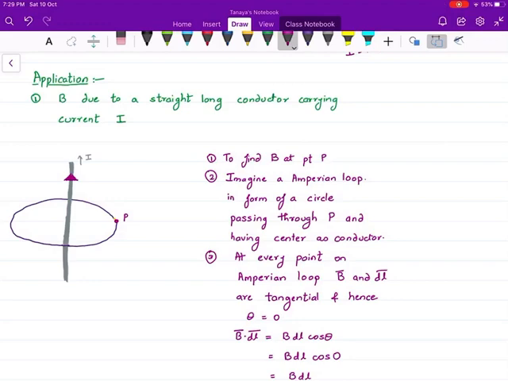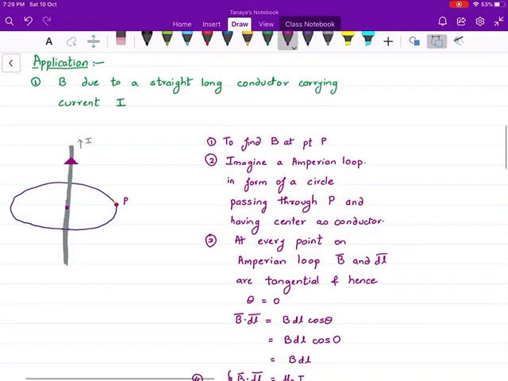Now for the sake of symmetry and easy calculations, I have considered the Amperian loop to be in the form of a circle passing through point P and having its center at the conductor. So the current carrying conductor is at the center. It is over here. Suppose this radius is small r. P is at a distance r from the conductor.